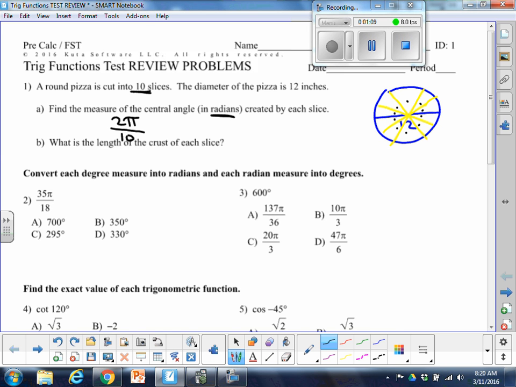But each angle would have to be in radians, the full 2 pi divided by 10, or of course we could reduce that down to just pi over 5. Okay, so that'd be the angle measure in radians. So now the question is, what is the length of the crust of each slice?